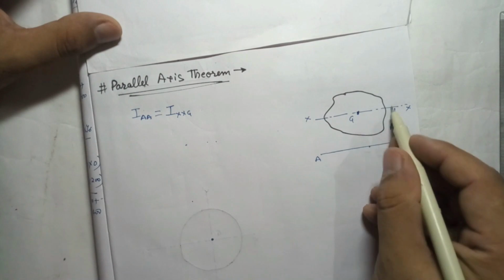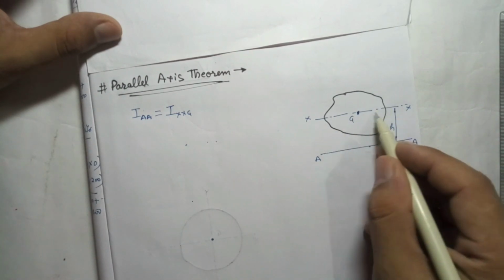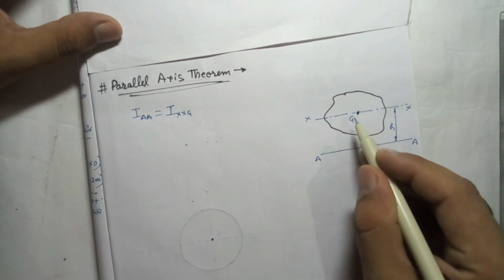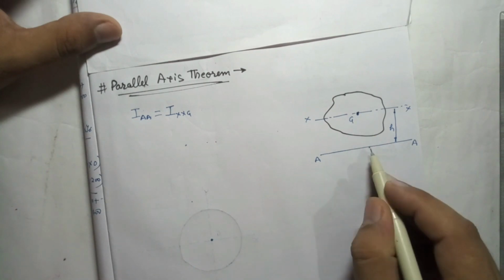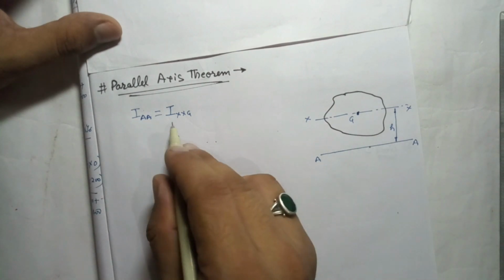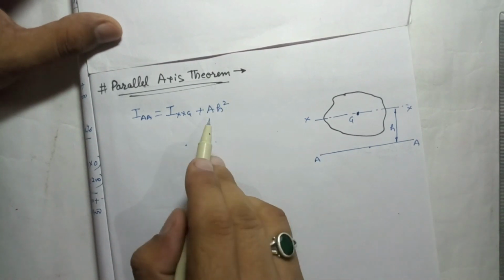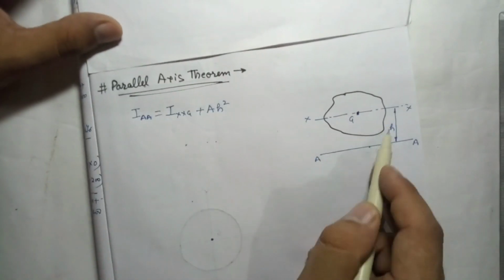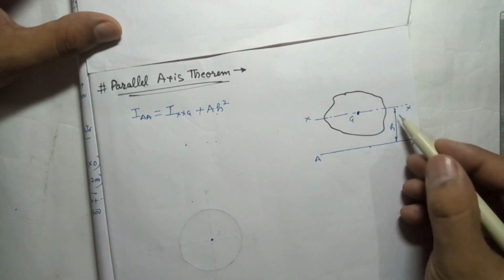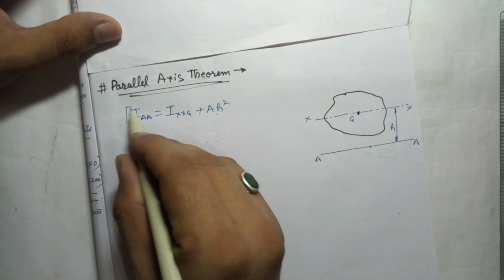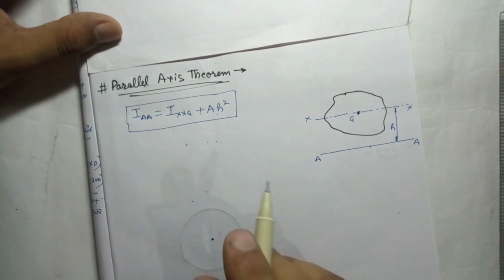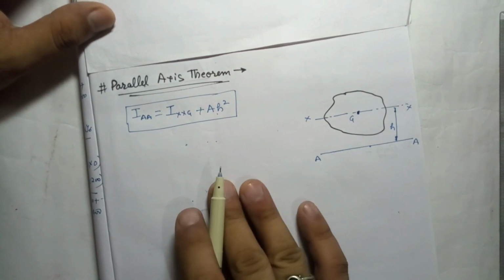The moment of inertia of the object about this XX axis which is passing through the center of gravity, and we want to shift it to this axis which is h distance away. So this plus A h square. A is the area of this object, the complete area, and h is the distance between these two axes. So this is known as the parallel axis theorem. We will use this in a number of problems.